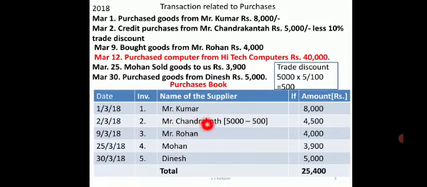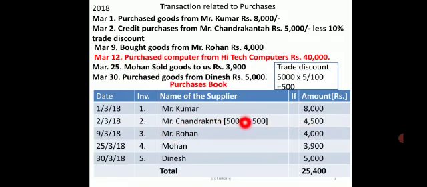to Chandrakant, and the transaction says goods are 5,000, and there is a discount of 10%. So 10% of 5,000 is nothing but 500. By mistake it has come 5%, it should be 10%. So the amount is 500. For the calculation, you just cancel one 0, you will get 500. So you write 5,000 minus 500, you will get 4,500 as the net purchases.